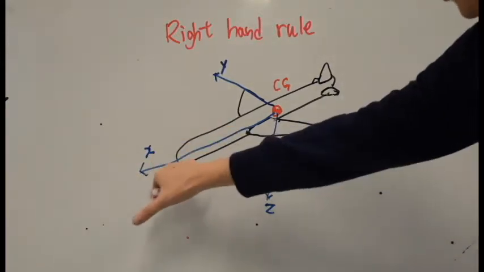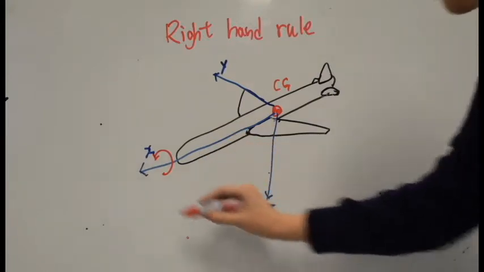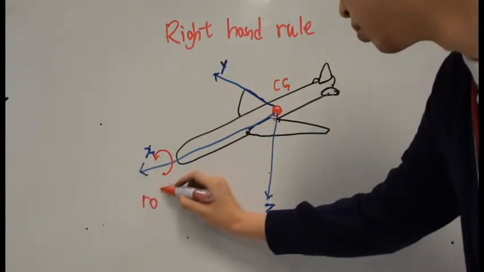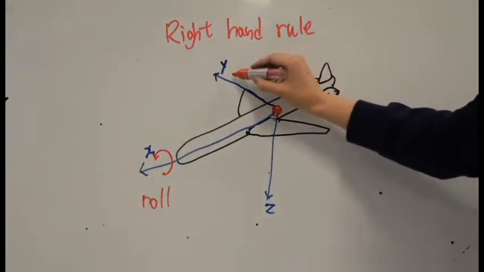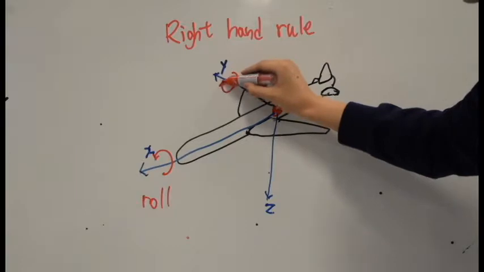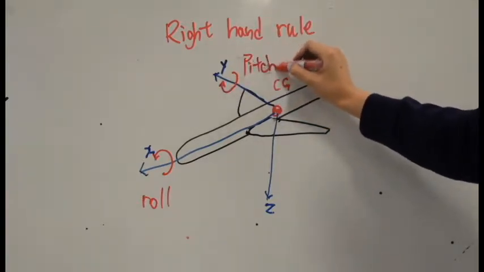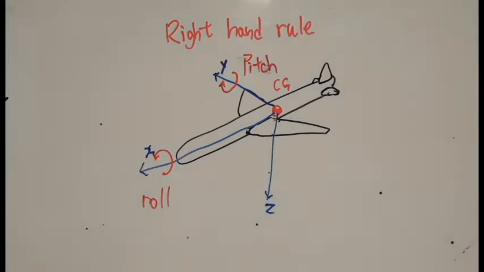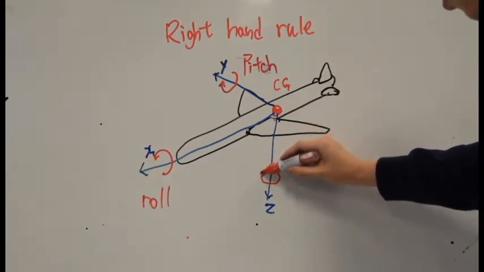Pointing the thumb in the same direction as the x-axis, positive roll is defined as if the aircraft rotates in clockwise direction along the x-axis. And similarly, on the y-axis, the rotation along this axis is defined as pitch. And lastly, for the z-axis, the rotation along this axis is yaw.